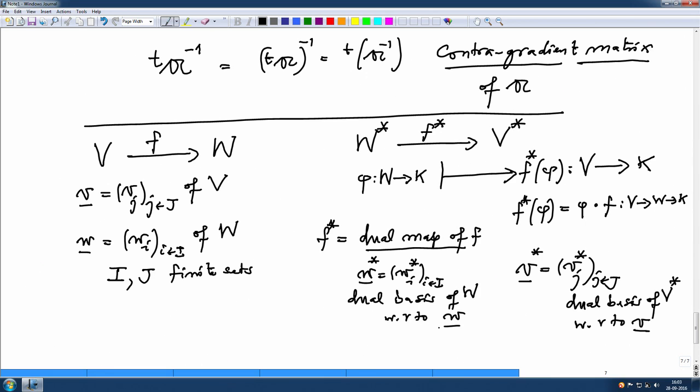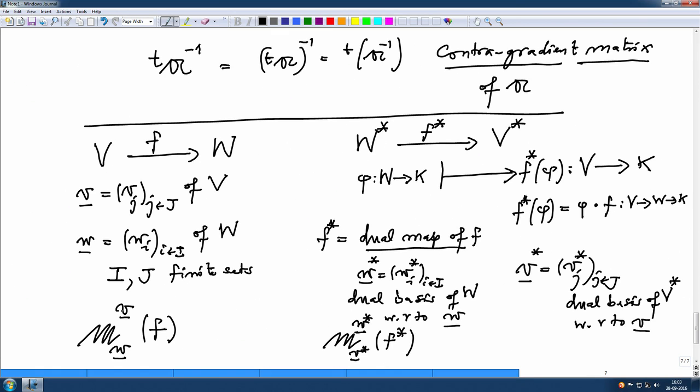And now on one hand we have the matrix of F with respect to this basis, M V W F. On the other hand we have this matrix M. Now you have to be careful. Upper you have to write W star, V star of F star, and obviously we are asking the relation between the two.